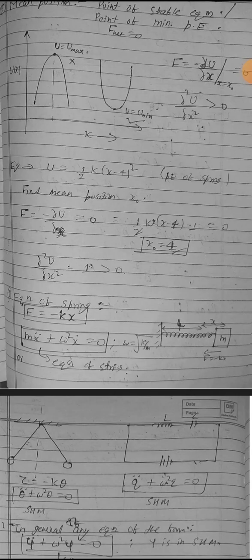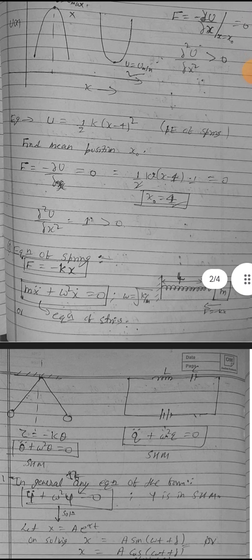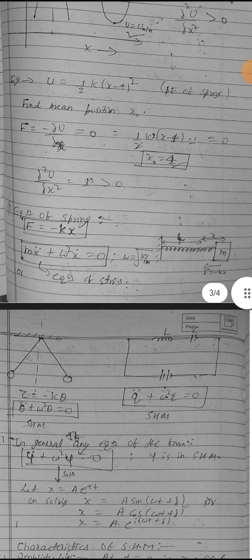So using the formula F equal to minus ∂U/∂x, equating it with 0, we get x naught to be equal to 4. Now we will be finding the second derivative of potential energy, and that comes out to be 1, which is greater than 0. So x naught equal to 4 is the point of stable equilibrium.